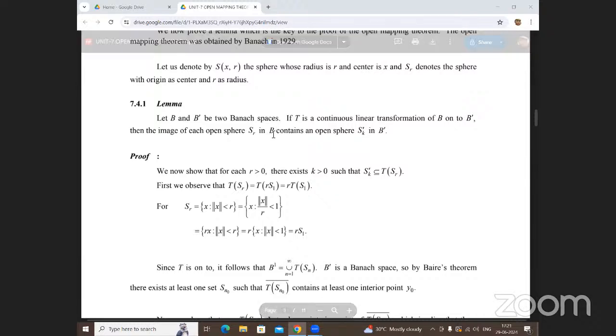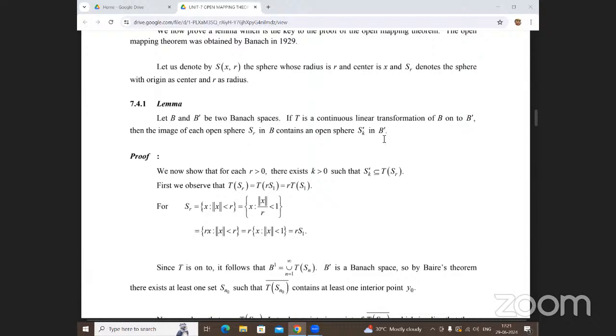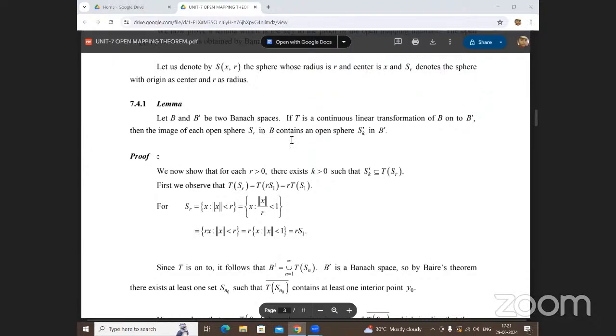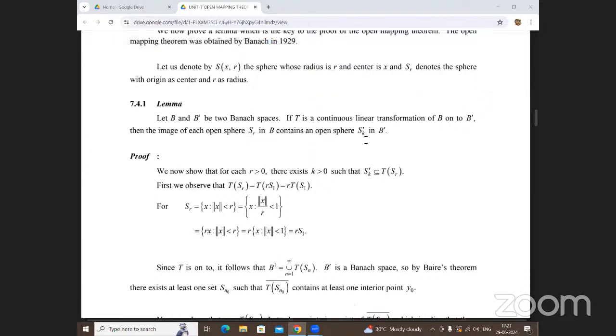In capital B, the domain, the open sphere is S_r, and in the codomain, the range B dash, the open sphere is S_k dash. Here the radius is small r, and the image has radius k. Now suppose capital T from B onto B dash is a continuous linear transformation.